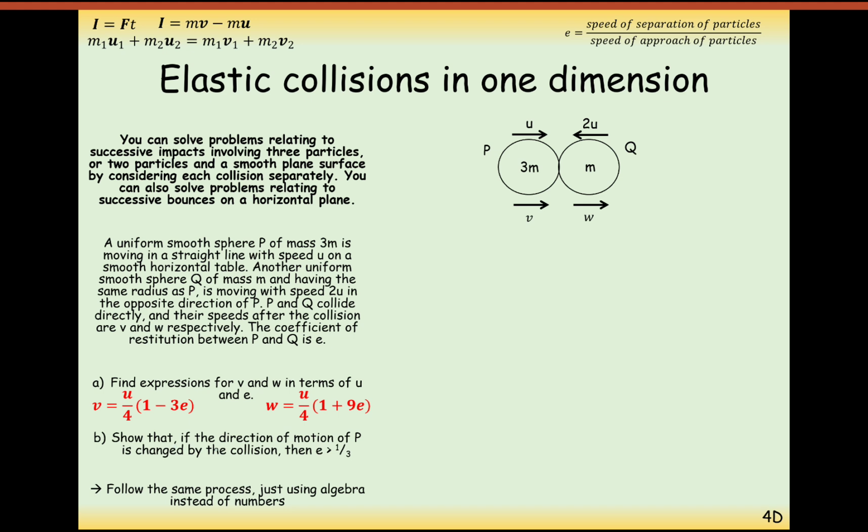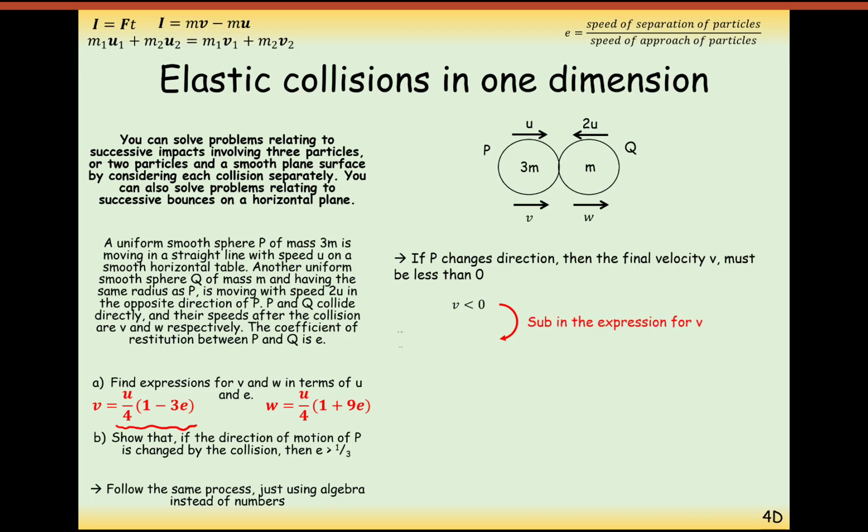So show that if the direction of P is changed by the collision, then e is greater than a third. So if the direction is changed, then this expression for v here is negative. So if v is negative, then we can replace our expression for v as a less than 0 inequality. So get rid of the u and the divide by 4 because those two are non-zero constants.